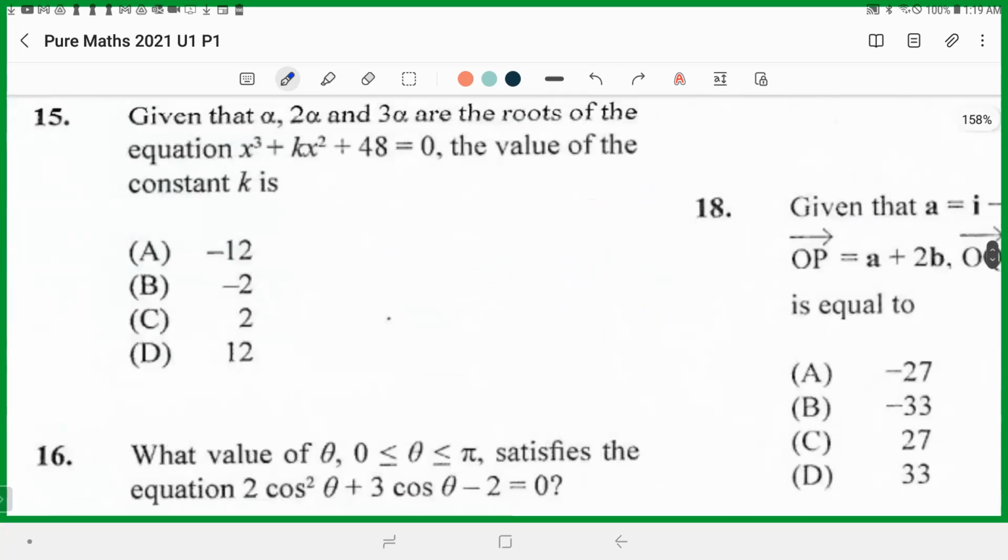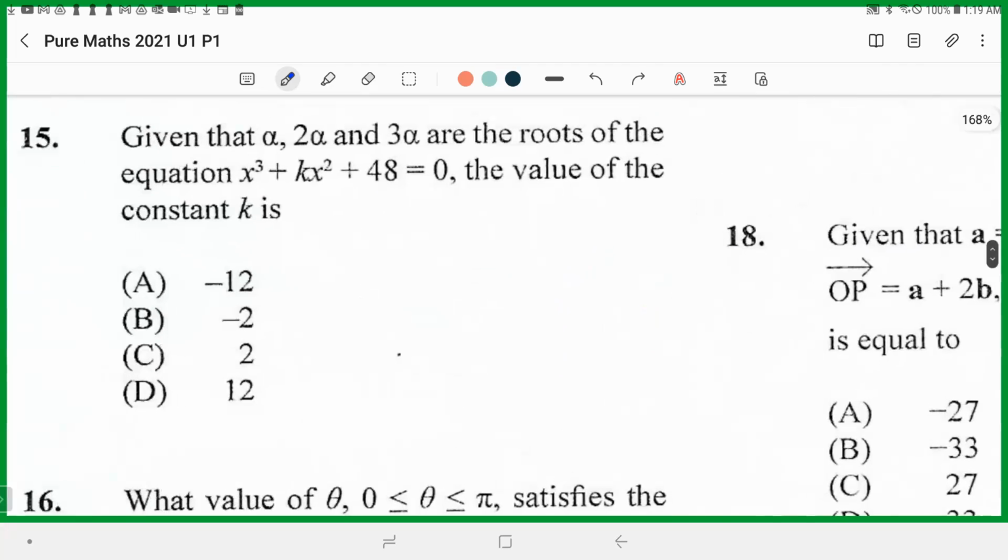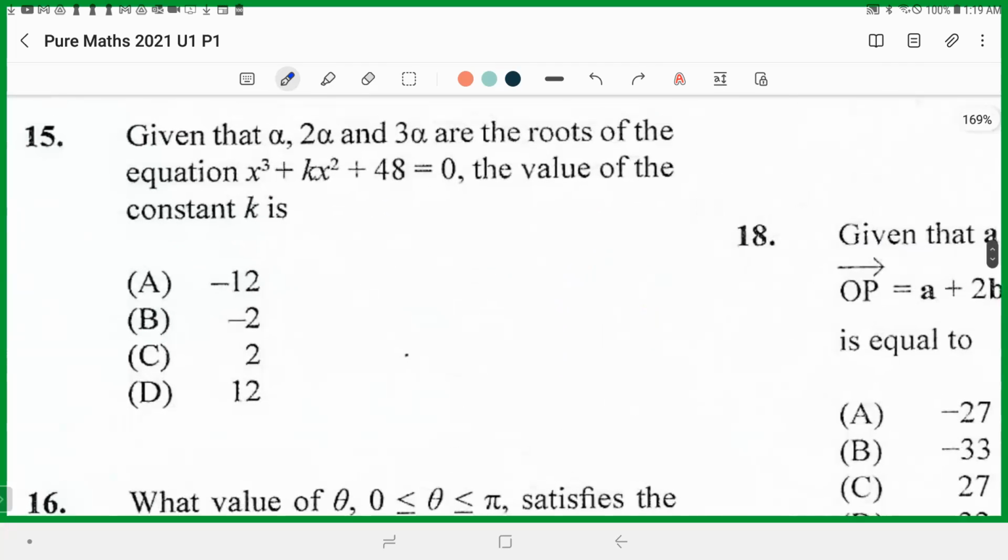Easy. This question now says, given that alpha, 2 alpha, and 3 alpha are roots of this equation, what is the value of the constant k? All right. So the only value we know in this equation is that. We don't know the k. The constant out here is the d.